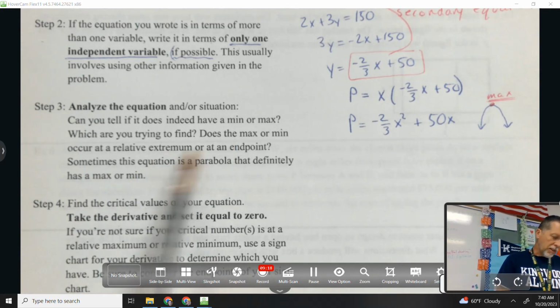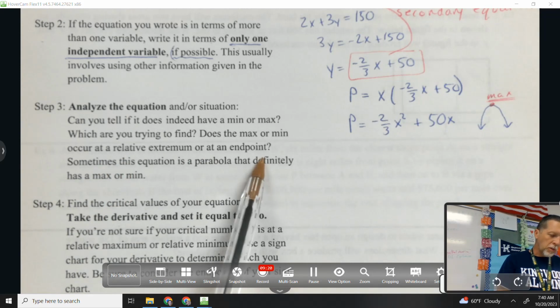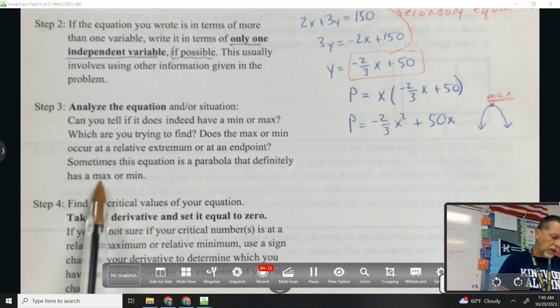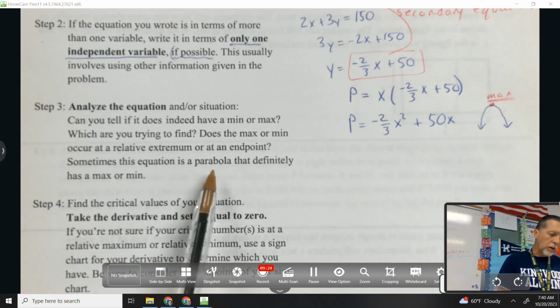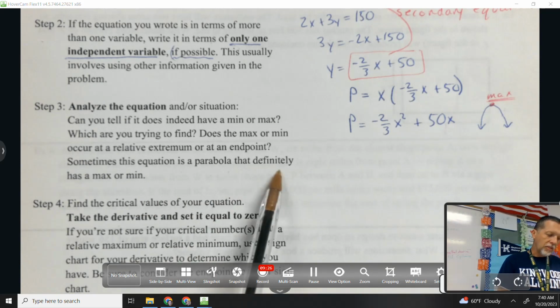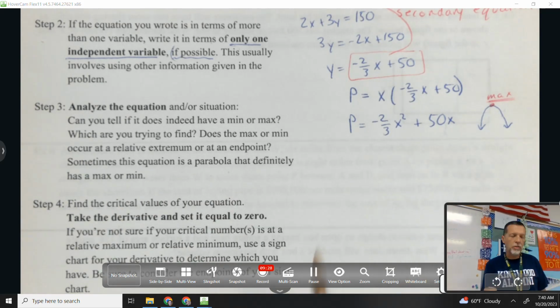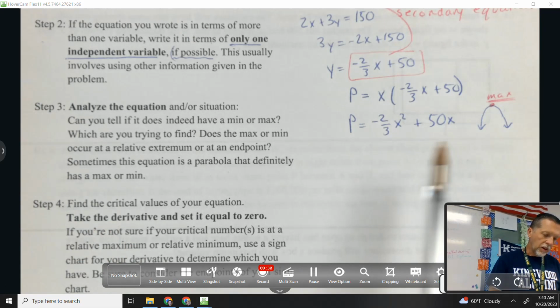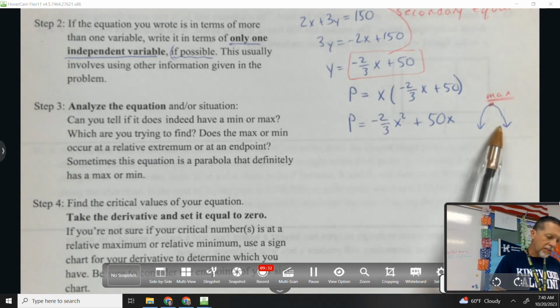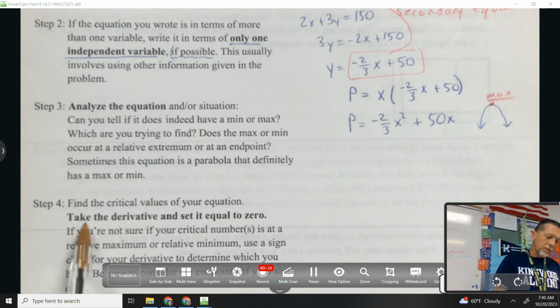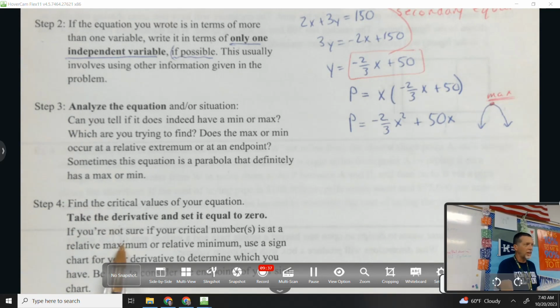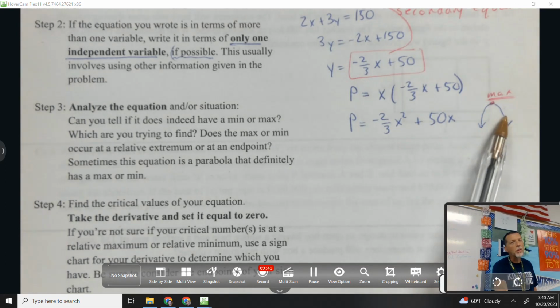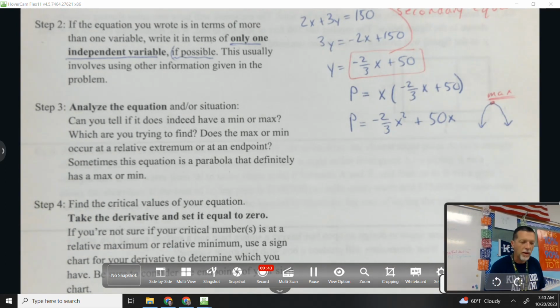Okay, does the max or min occur at a relative extrema or an endpoint? Yeah, relative extrema for sure. Sometimes this equation is a parabola that definitely has a max or a min. Yeah, it does for this one. Okay, so I want to find the max or the min, the max in this case. So back to what Kylie said earlier, take the derivative, set it equal to 0, and then we'll worry about, actually we really won't have to worry about it because we know the plus minus stuff should work out that way.